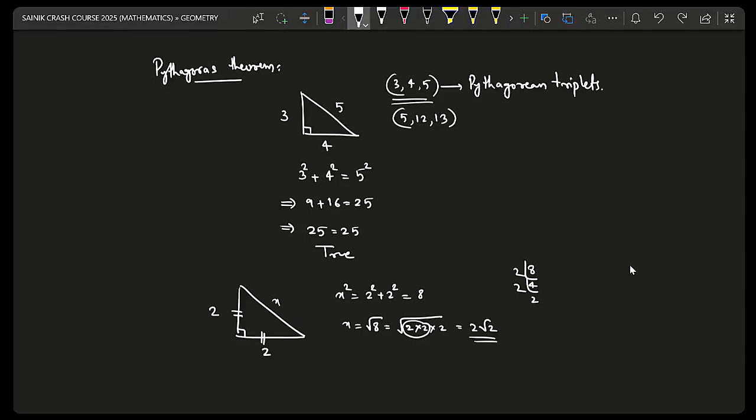Vishnu, do you know any other group of Pythagorean triplets? Sir, 8, 6, and 10. You are multiplying this by 2 and creating: 3 twos are 6, 4 twos are 8, and 5 twos are 10. Yes, 6, 8, 10 is also a Pythagorean triplet because 6 square plus 8 square is equal to 10 square.